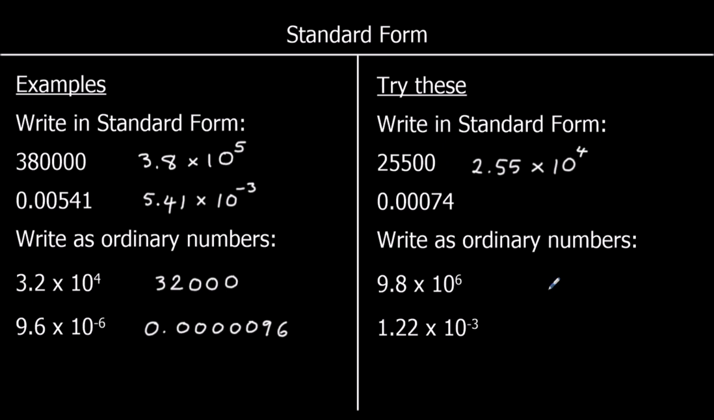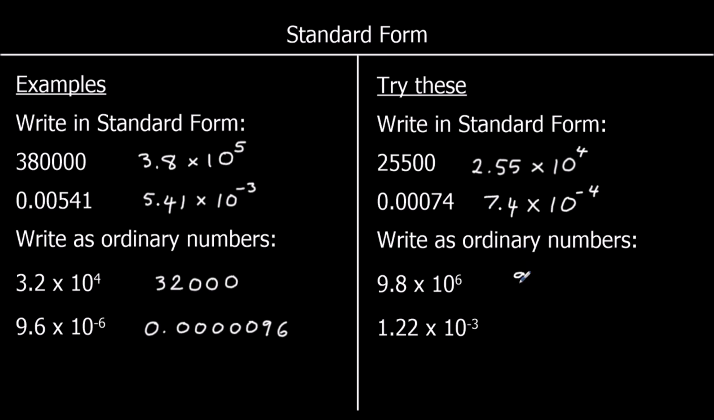The second one, a number between 1 and 10, is going to be 7.4 times 10 to a power. It's going to be a negative power, and it's going to be 4 times. So 7.4 divided by 10 4 times makes 0.00074. And write as ordinary numbers 9.8 times 10 to the power of 6.